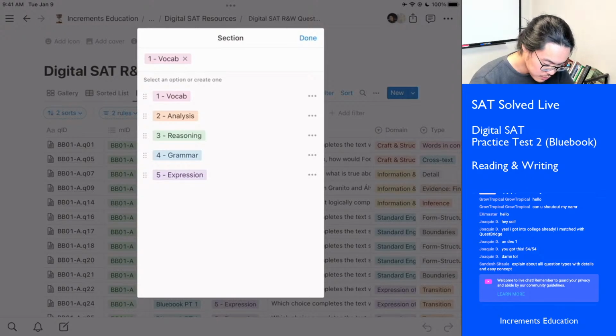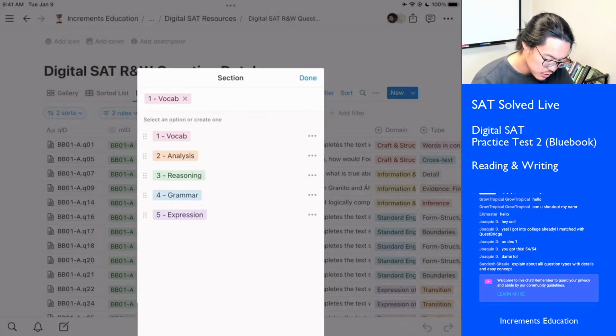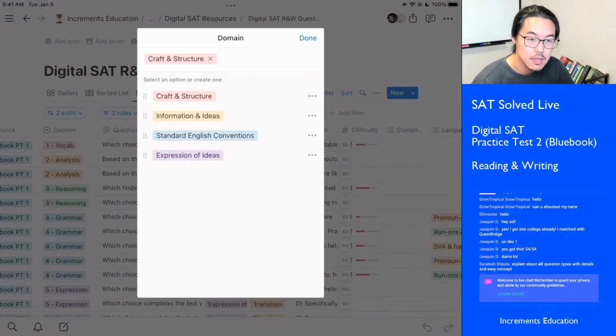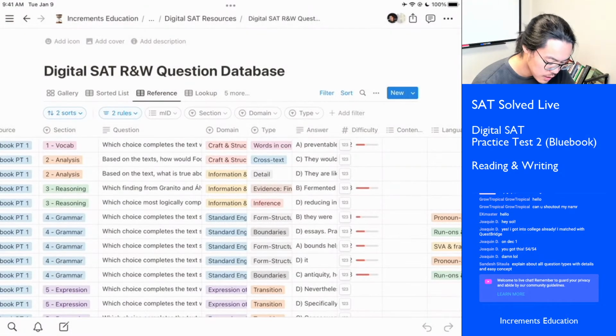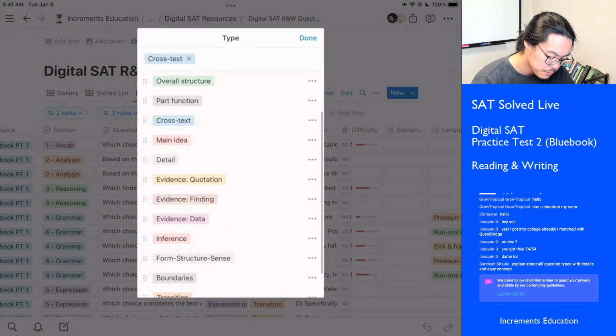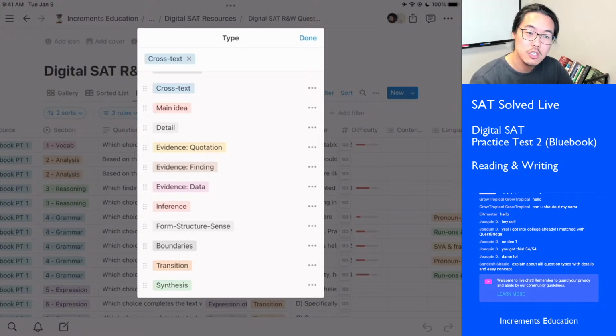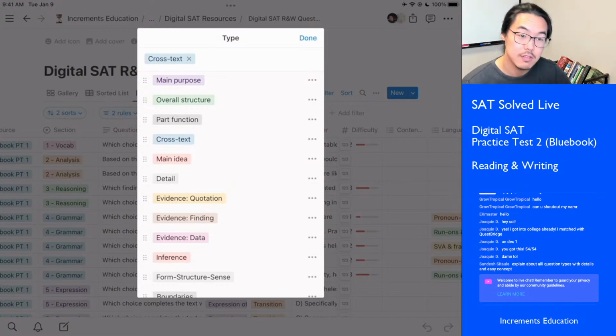So these are the sections that I'm using, the 5 sections. And then this is the College Board's official domain terminology, which you don't really need to use at all. And then here are the types. The language is College Board's language, but I made it a little bit more detailed, because the College Board would combine main idea and detail into a single type, but I separated main idea and detail into 2 different types.